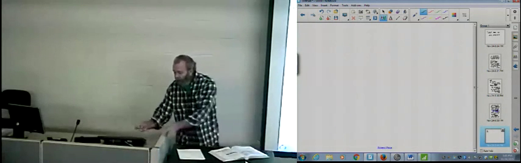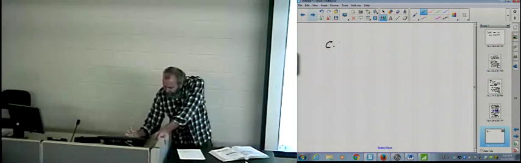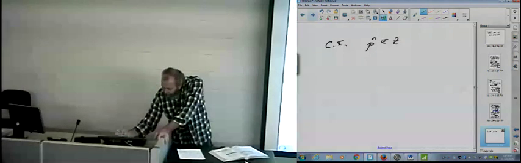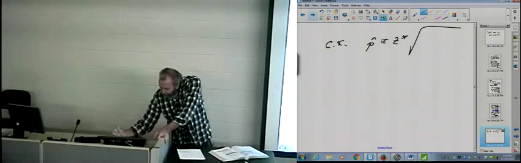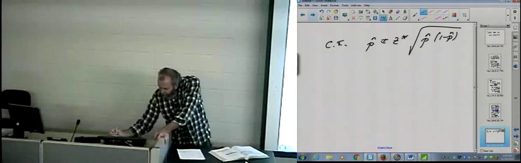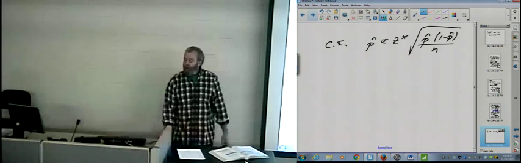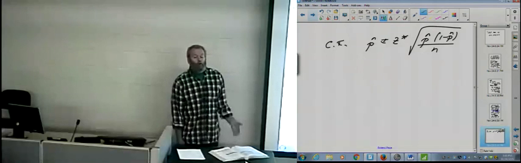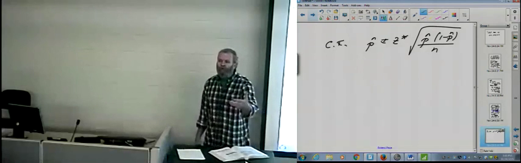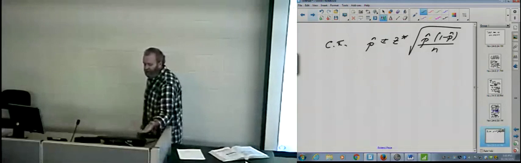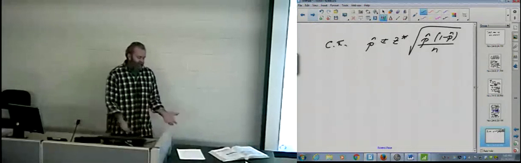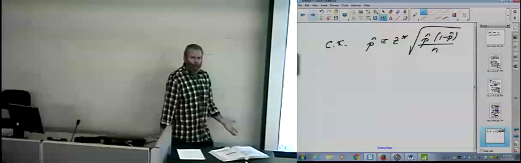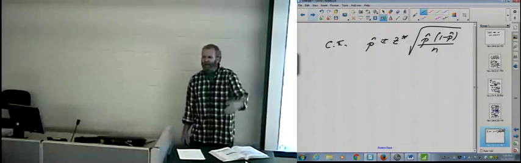Okay? So, my confidence interval is going to end up being this. You stick the standard error in for the standard deviation. That's our confidence interval when you're trying to estimate a population proportion. The Z star comes from the confidence level. The P hat comes from the data, right? That's your sample proportion. That's the proportion of successes in your sample.